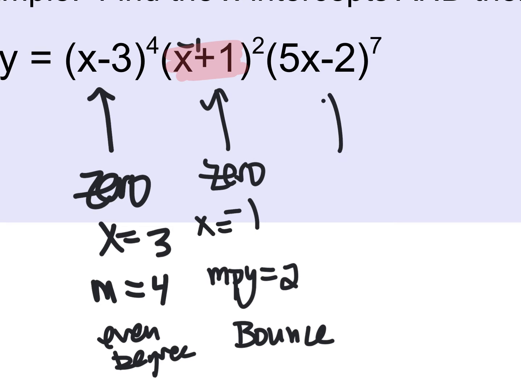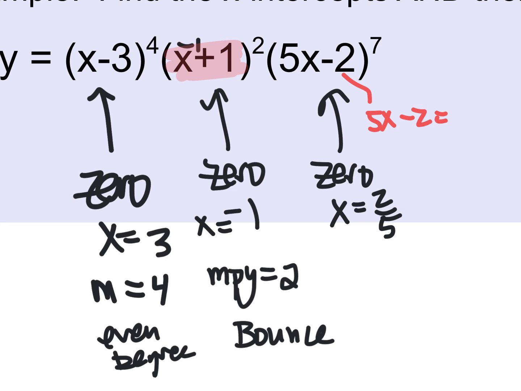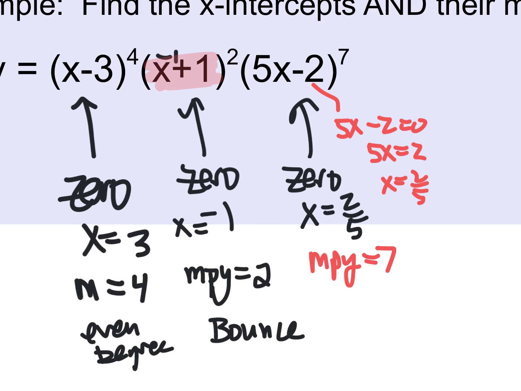And last but not least, the 0 here, I can do in my head. It's x equals 2/5. If you're not good enough to do that super fast, I'll show you. You'd go 5x minus 2 equals 0, 5x equals 2, x equals 2/5. That's how I got it. Its multiplicity is just the power. Say it if you know it. Come on, what's the multiplicity of this one? 7. It's just that.